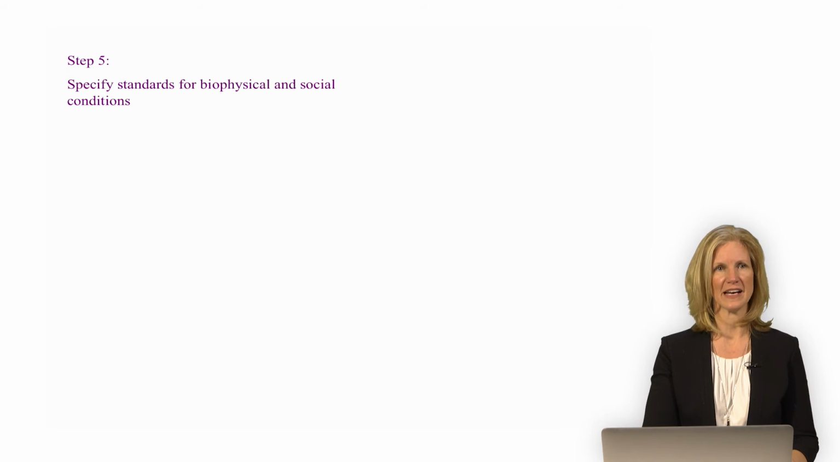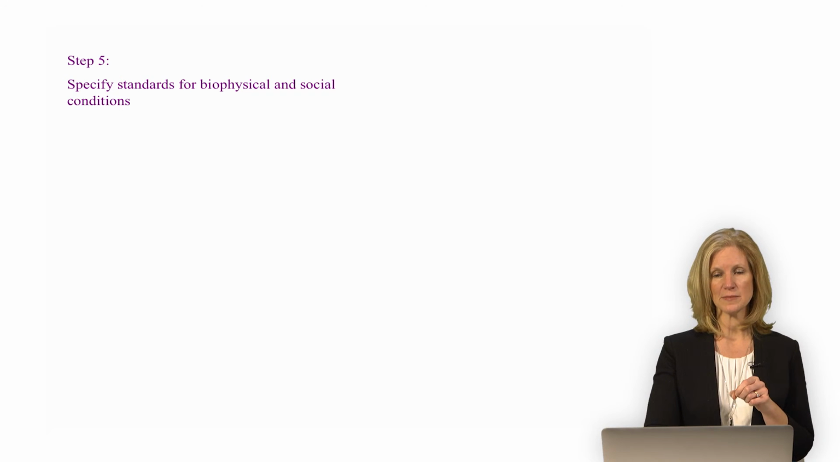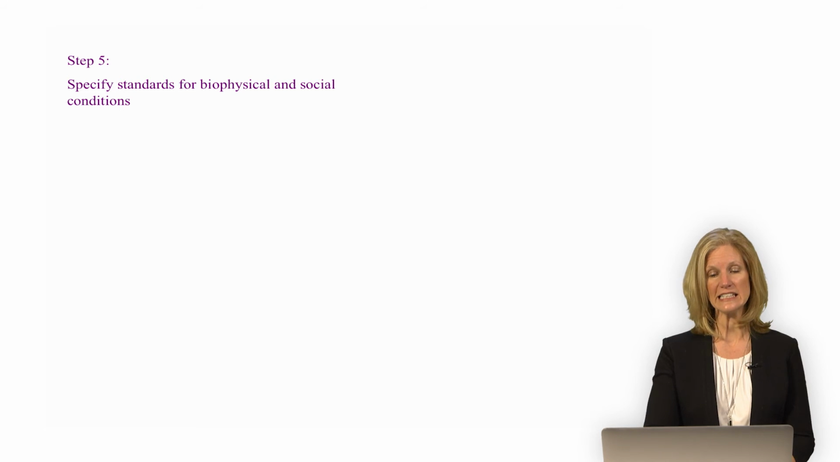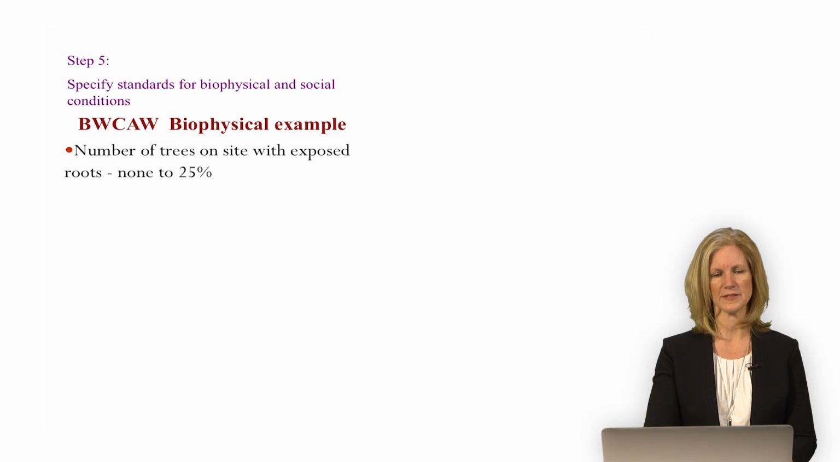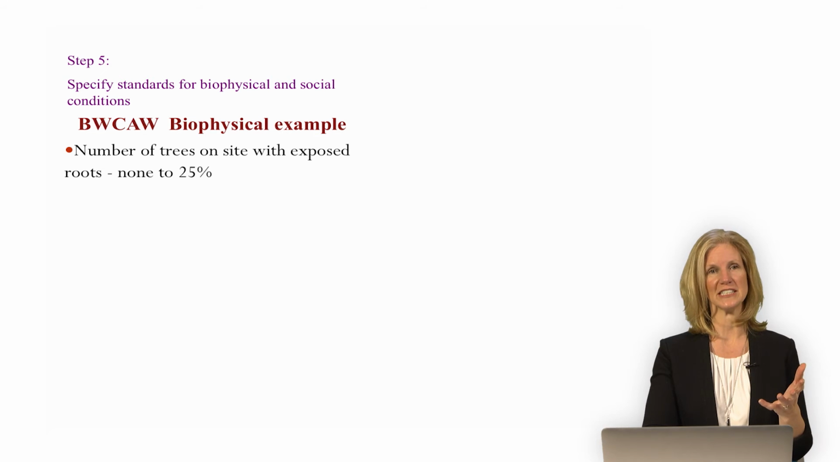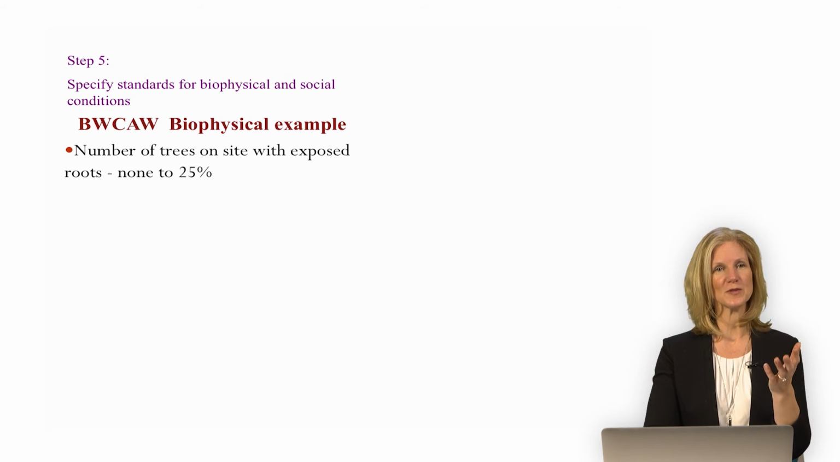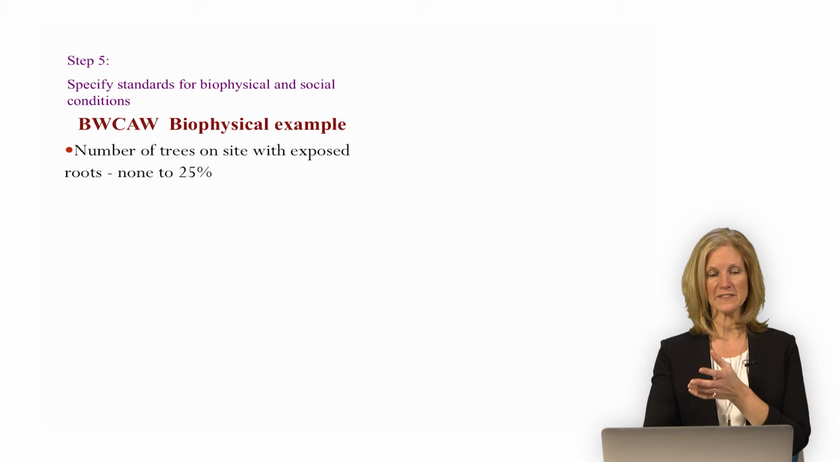And that's the next step in the LAC process. Standards describe acceptable and appropriate conditions for each indicator in each ROS class. They also typically describe a range of conditions across ROS classes. In the Boundary Waters wilderness area, their example of the number of trees on the site with exposed roots is none to 25%.